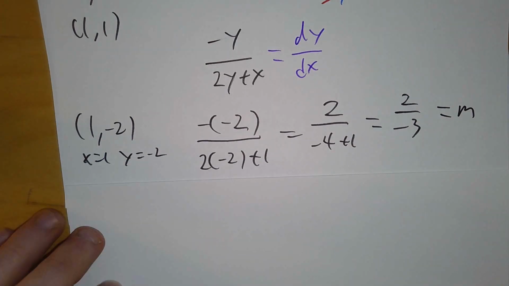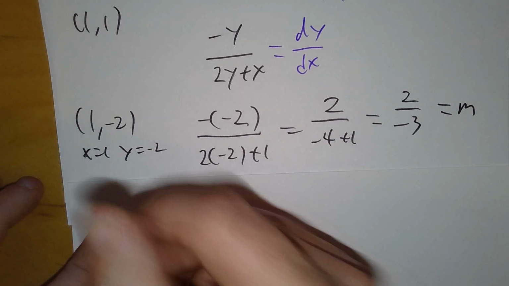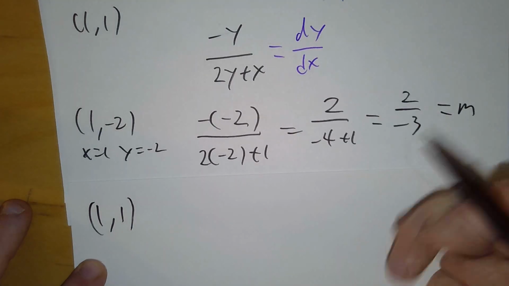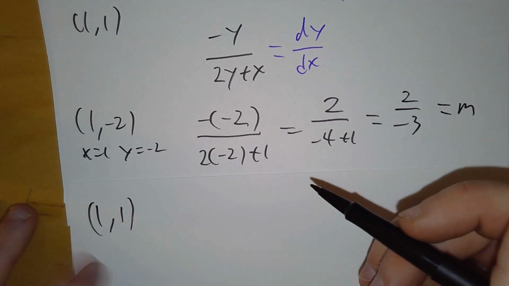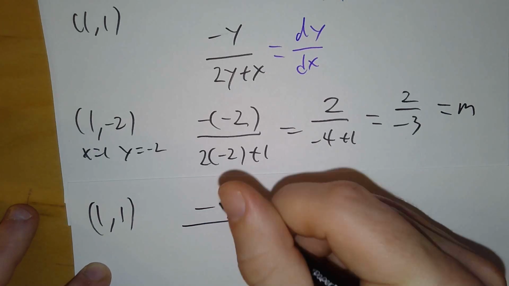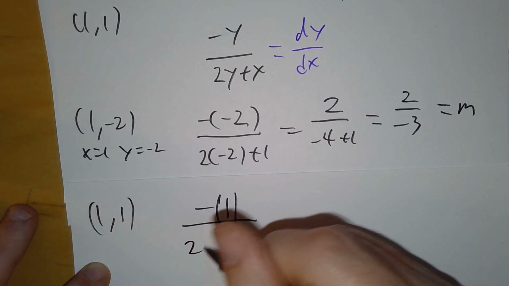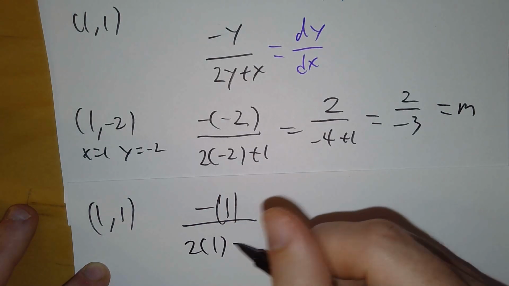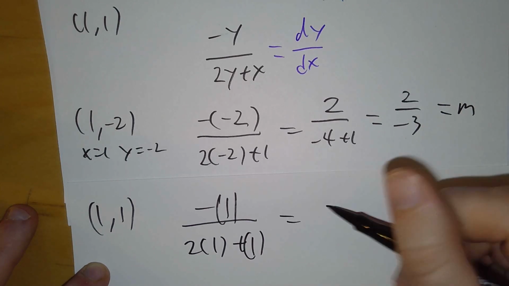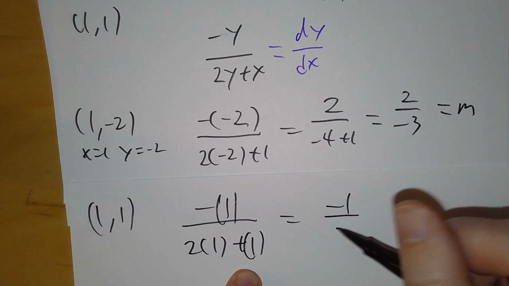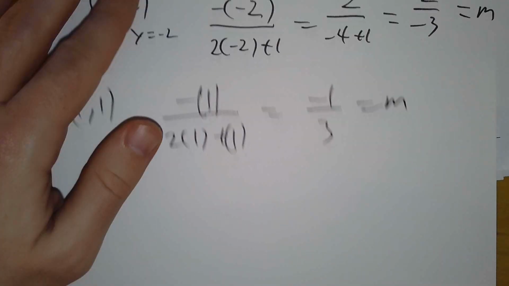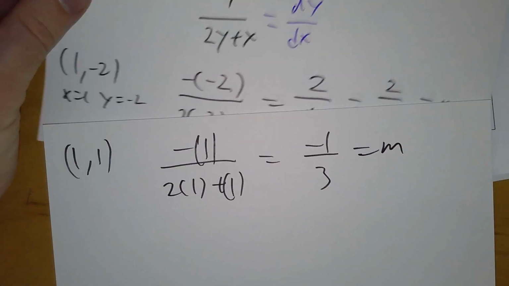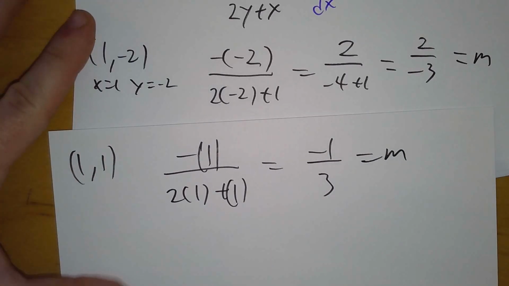Continuing down. For my other coordinate 1, 1, same thing. I have negative 1 over, or just parentheses around that, over 2, 1 plus 1. It's going to be negative 1 over 2 plus 1 is just 3. So that is my m for 1, 1. So what we have is we have two points, and we have everything we need now.